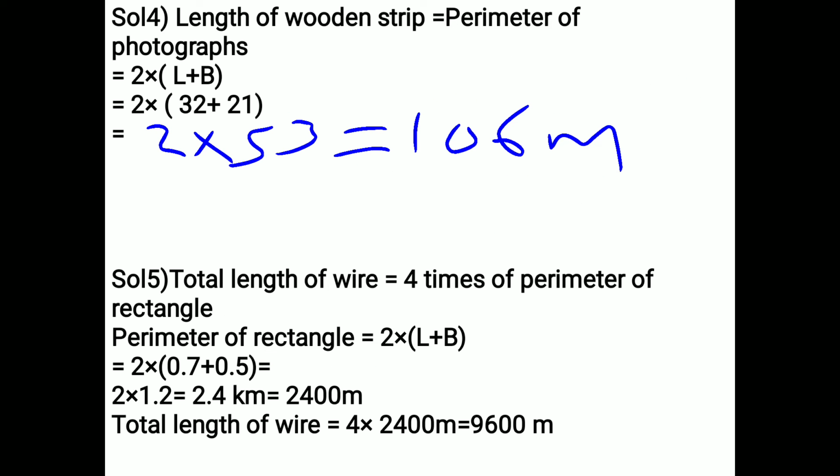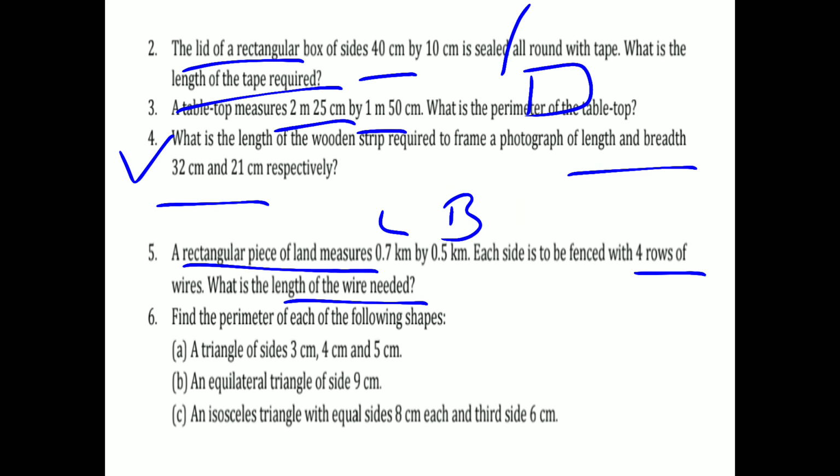So see how we do question 4. Total length of wire is equal to 4 times the perimeter of the rectangle. Then you write perimeter of rectangle is equal to 2 into L plus B, 2 into 0.7 plus 0.5, it comes 1.2. 2 into 1.2 will be 2.4 kilometer, which will be equal to 2400 meter. It's optional. If you don't wish to write, that's fine. Then total length of wire will come after multiplying 4 with its perimeter. When you multiply it, you will get this answer. Clear? Now we move to question number 6.